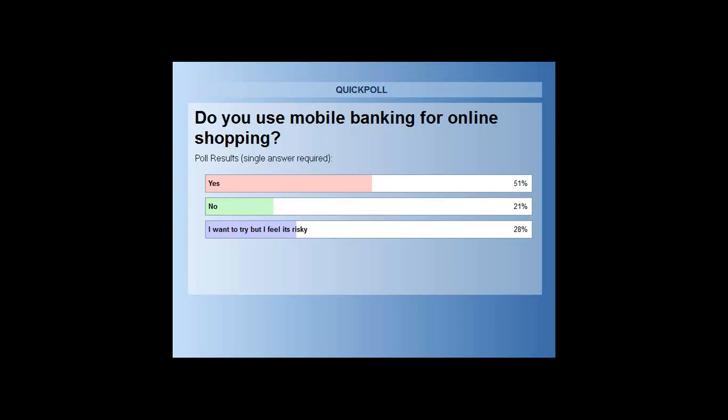We have close to 51% of today's audience who uses mobile banking for online shopping. There are 21% people who say they don't use mobile banking for online shopping, and there's 28% of today's audience who think they want to try mobile banking, but they think it's risky for them to use.